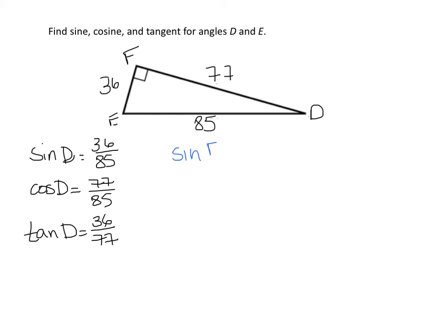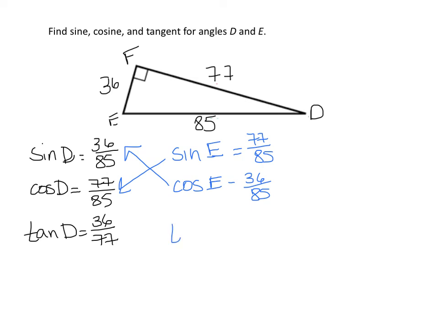the sine of E will be 77/85. Again, the same as the cosine of its complement. The cosine of E is 36/85, the same as the sine of its complement. Tangent of E will be 77/36.